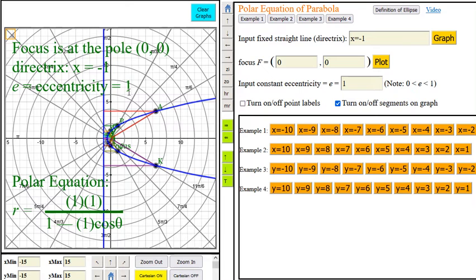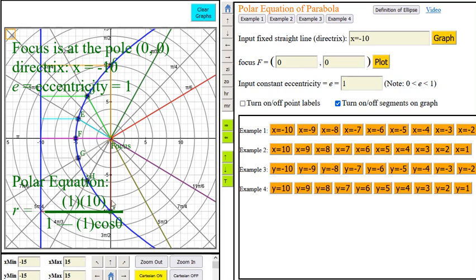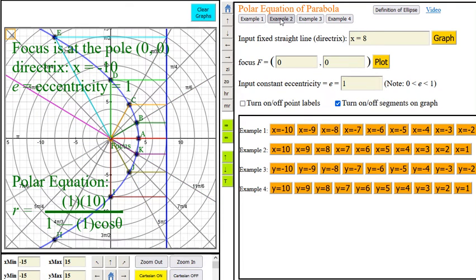The eccentricity number is going to be 1 here and 1 here. And then this number is always going to be the absolute value of whatever the directrix is. So in this case it's -10, then take the absolute value of that and we get 10. If we have a parabola that opens to the right, then we're going to get 1 minus eccentricity times cosine of theta in the denominator. Now let's do parabolas that open to the left.